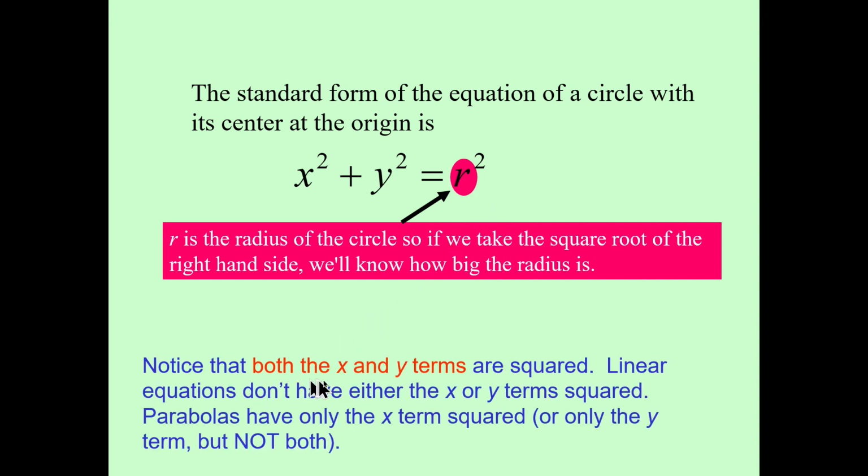Notice that both the x and y terms are squared. Linear equations don't have either the x or the y term squared. Parabolas have only the x term squared or only the y term squared, but not both.